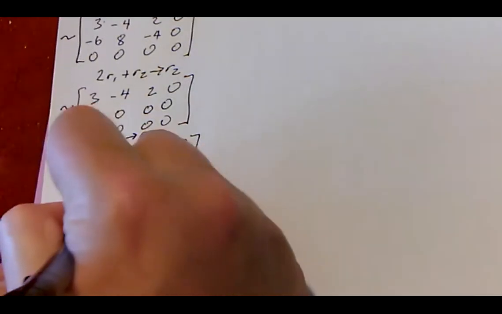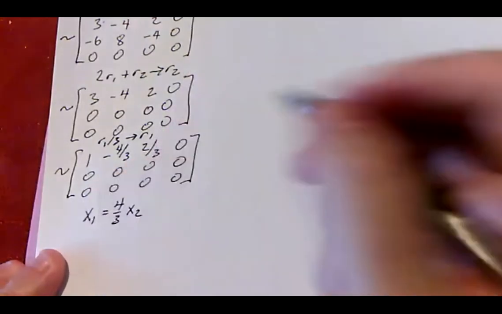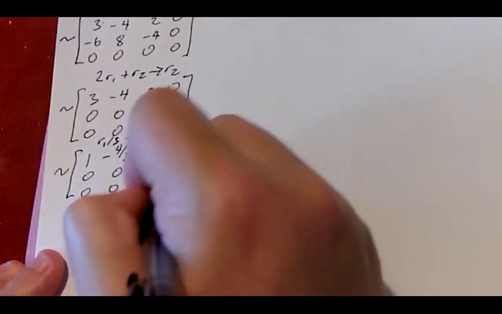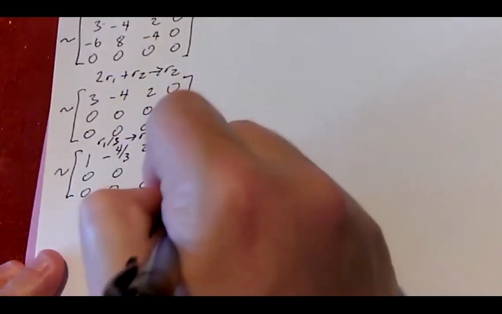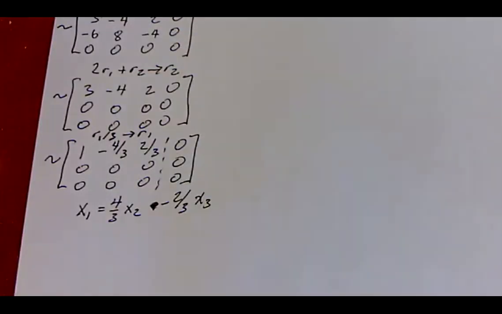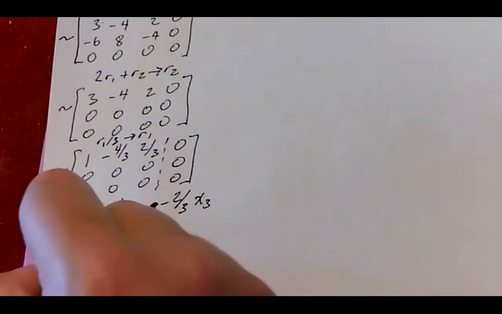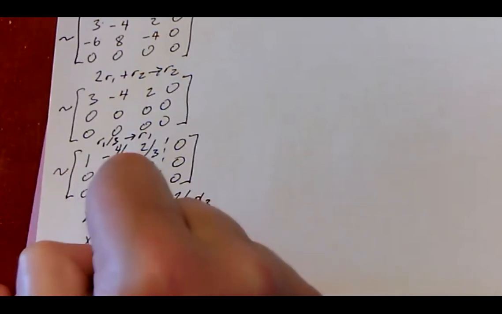So as I look here, I have x1 is equal to 4/3 x2 plus, minus, I should say, because we're moving it over to the other side of the equal sign, 2/3 x3. Remember, this is augmented, so it's got to go to the other side of the equal sign. And then it'd be plus 0. We won't write the plus 0 down because that would be silly. x2 then is free, and x3 then is free.